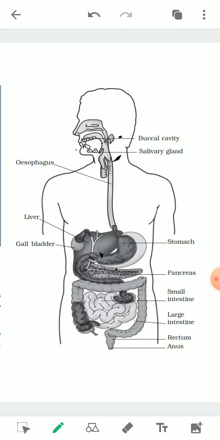The human digestive system is a complex process which comprises a few steps, which we are going to discuss in this session. The digestive process starts with ingestion. Ingestion refers to the intake of food, chewing the food, and also the mixing of the food with saliva with the help of the buccal cavity.